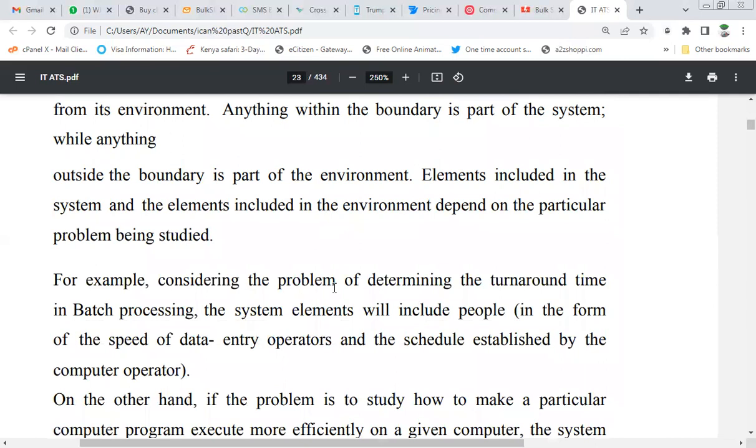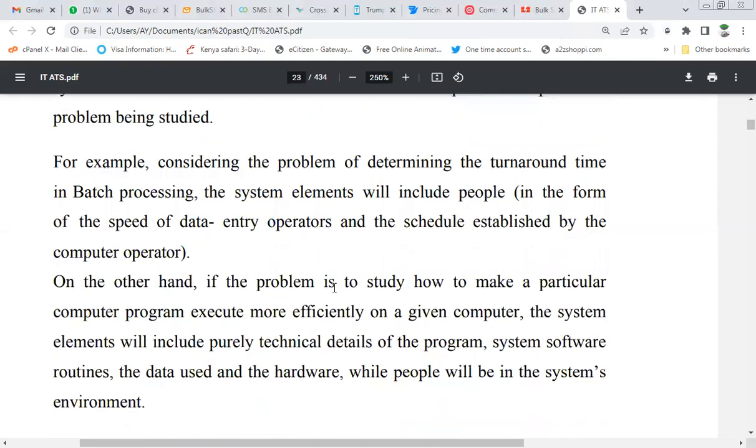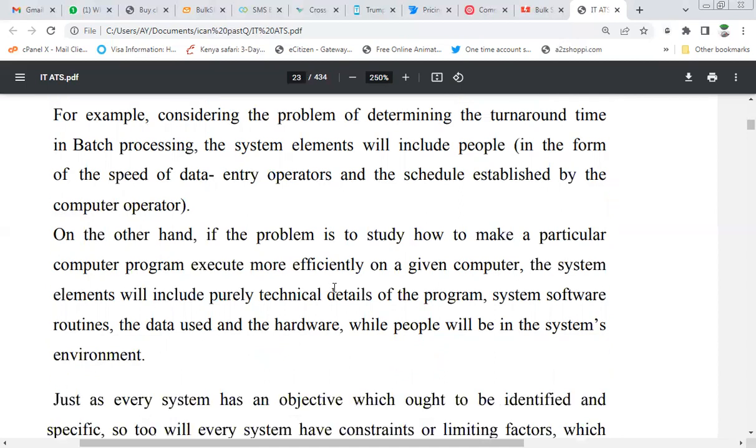Elements included in the system and the elements included in the environment depend on the particular problem being studied. For example, considering the problem of determining the turnaround time in batch processing, the system elements will include people in the form of the speed of data entry operators and the schedule established by the computer operator. On the other hand, if the problem is to study how to make a particular computer program execute more efficiently on a given computer, the system elements will include purely technical details of the program, system software routines, the data used, and the hardware, while people will be in the system environment.